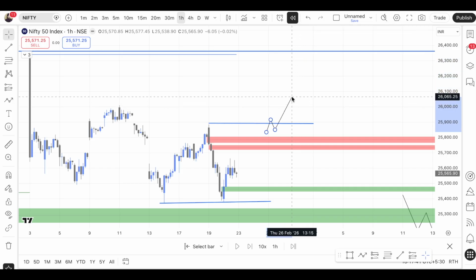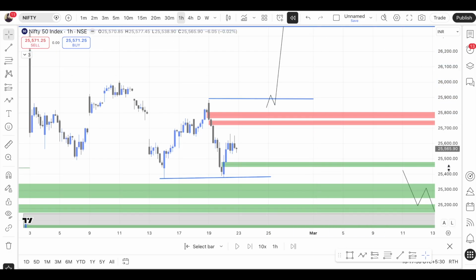And if the market sustains above 26,000 on Monday, we can see extended targets till 26,100 or 200 or even 300 for the coming weeks. This is for the upward range.